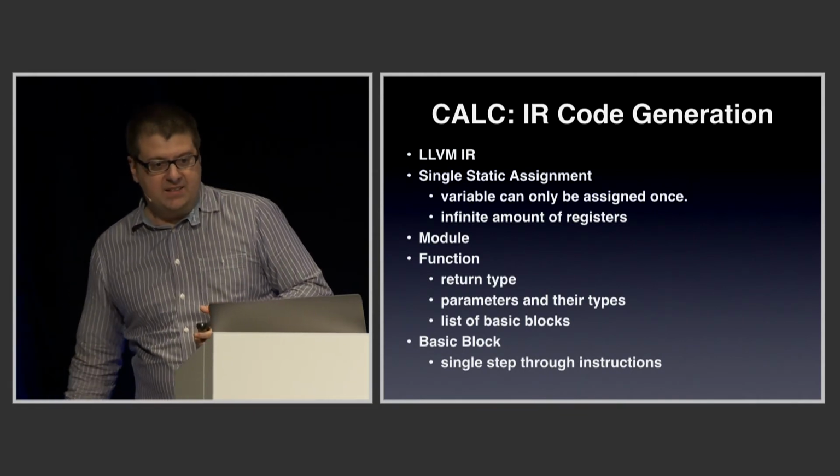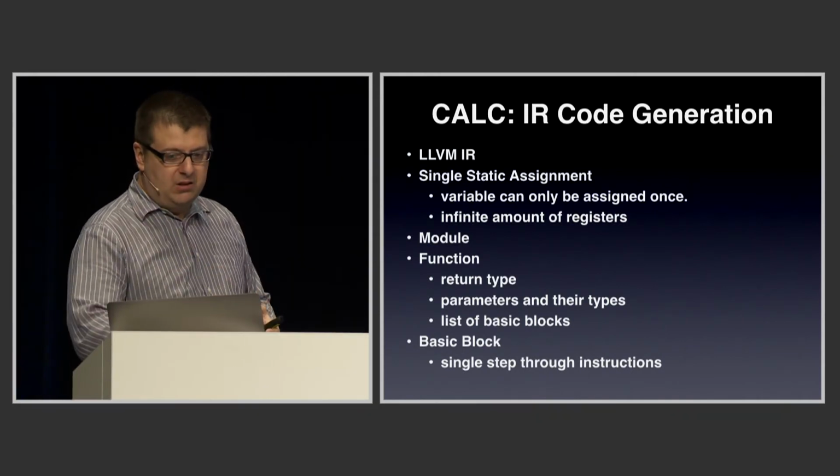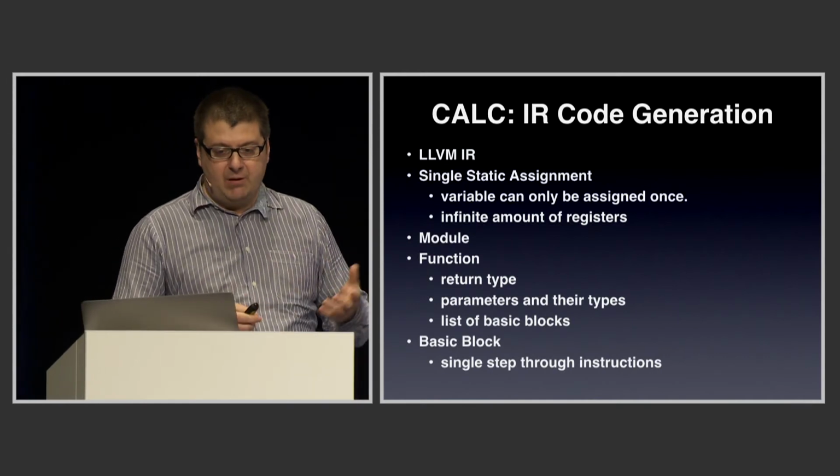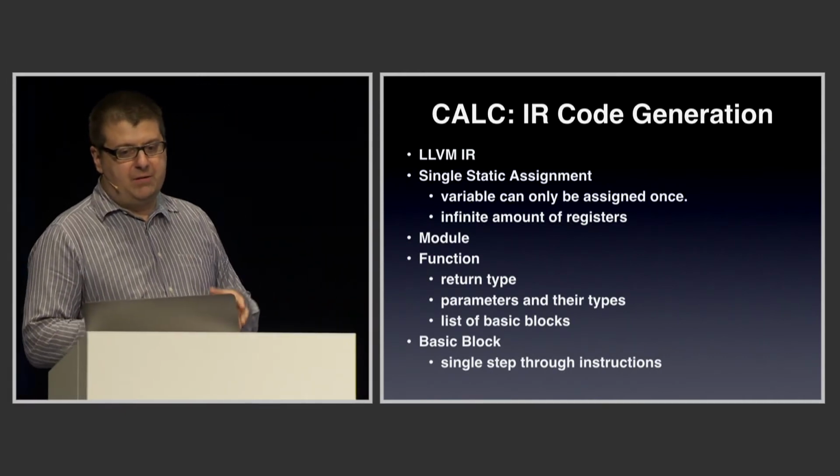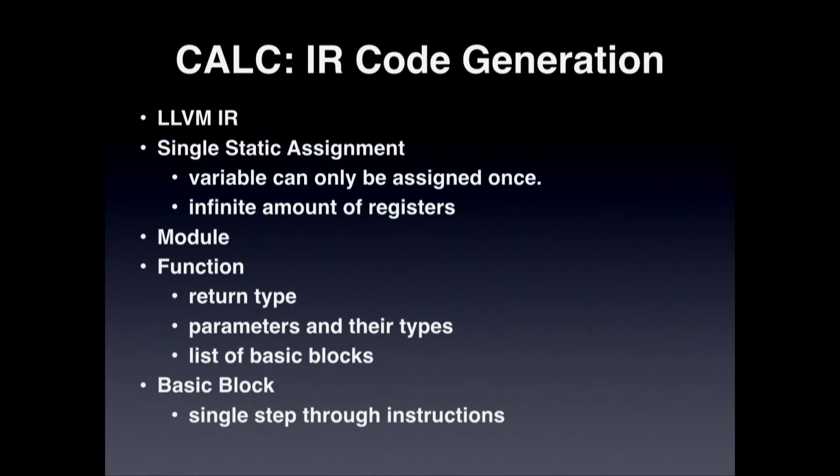Now we have this AST, and our ultimate goal is to be able to generate machine code. So the first thing that we want to do is walk through this AST and generate an intermediate representation for this. So let's talk about LLVM IR.